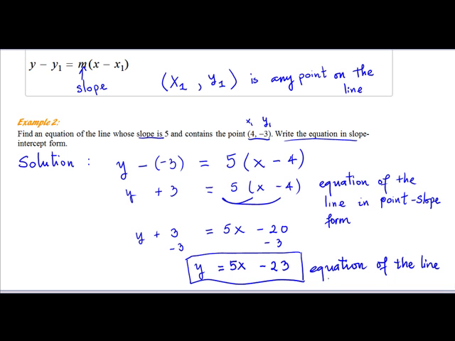Right. The slope intercept form. Okay. Let's look at another example.